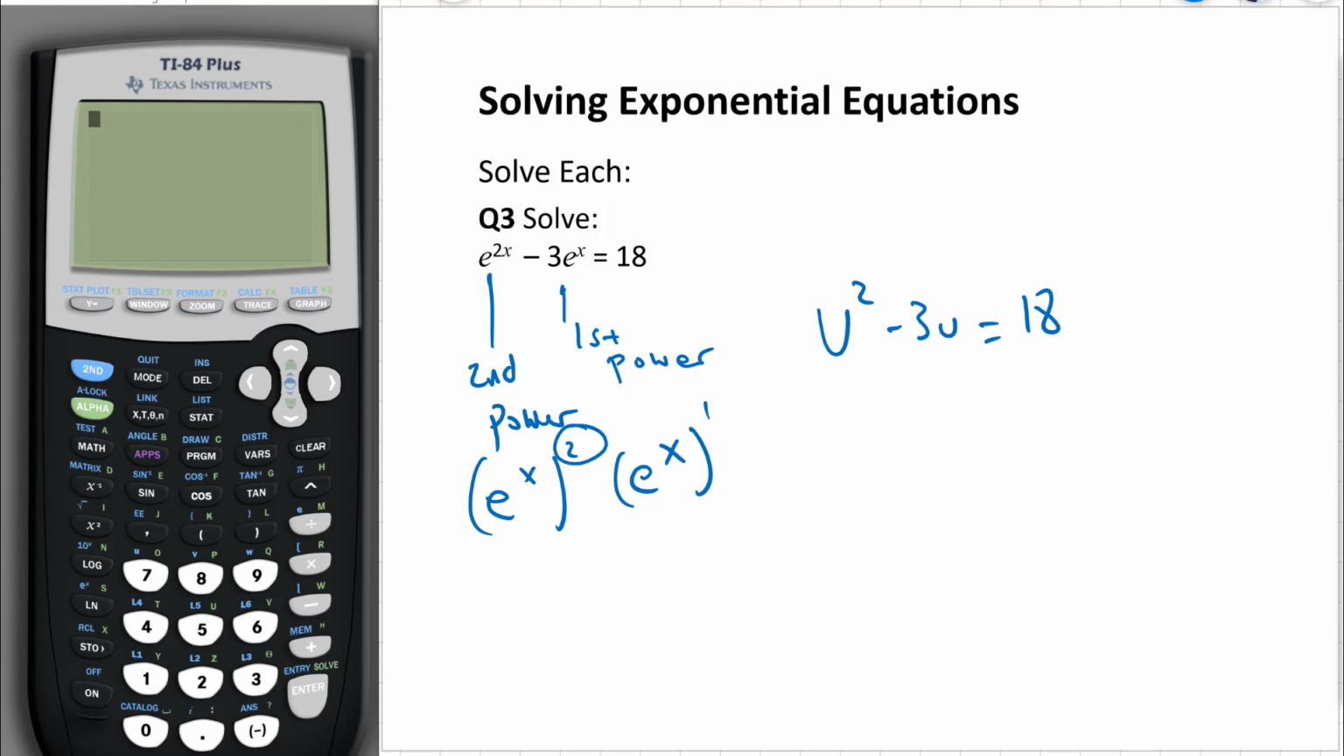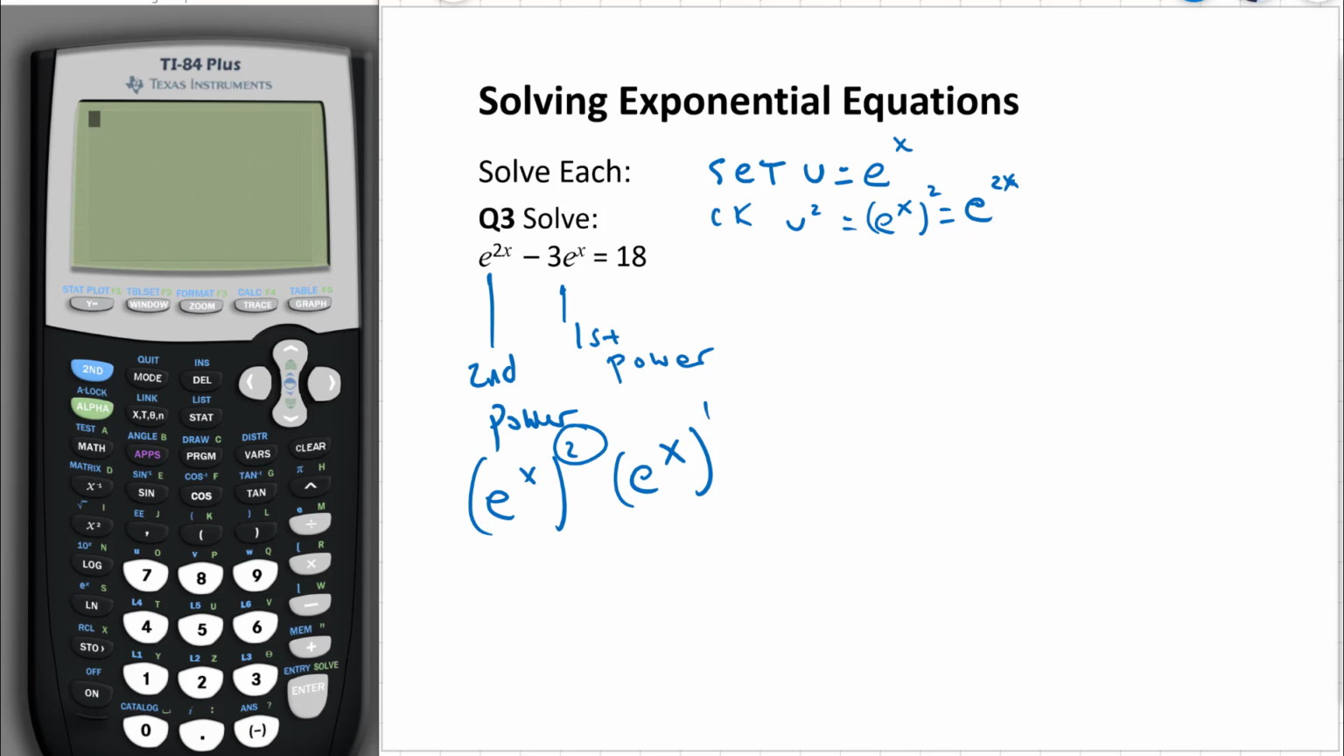And the trick is realizing the pattern or the configuration matches. And here's another way that we can match up the configuration. If we can set u equal to one of the variables, and I'm going to use the first power e to the x, then I want to check, what is u squared? Well, if u is e to the x, then u squared is e to the x squared, which is e to the 2x. And I have a perfect match on both of my variable factors. This is like u, and this is like u squared.